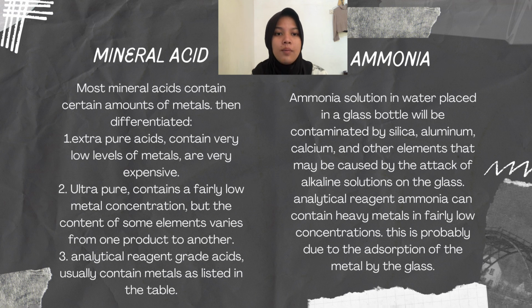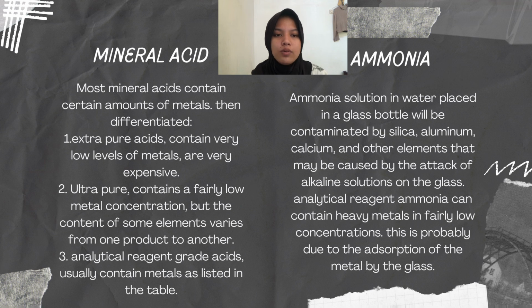Mineral acid. Most mineral acids contain an amount of metal. There are different grades: number one is extra pure acid, which contains very low levels of metal but is very expensive. Number two is ultra pure, which contains very low metal concentration, but the content of some elements varies from one product to another. Number three is analytical reagent grade acid, which usually contains metals as listed in the table.